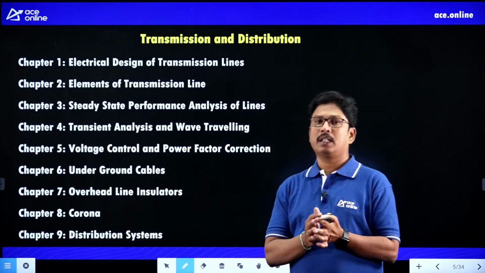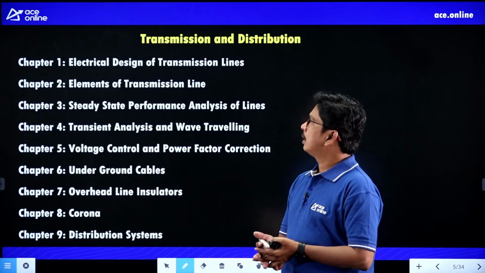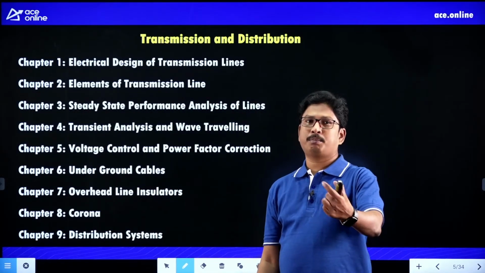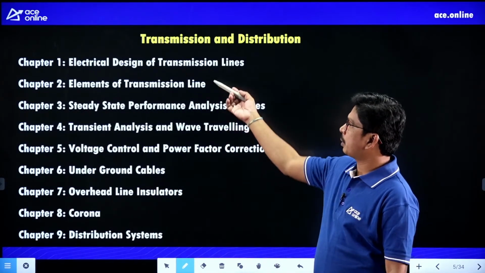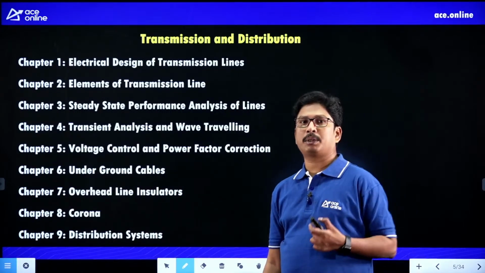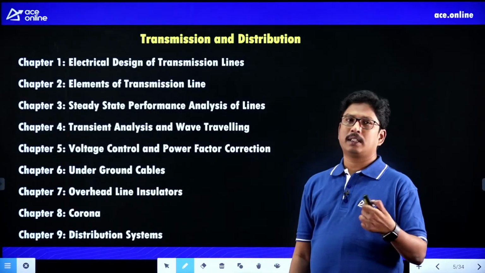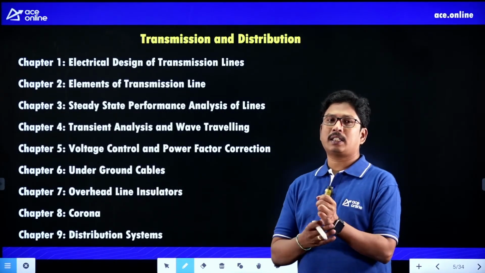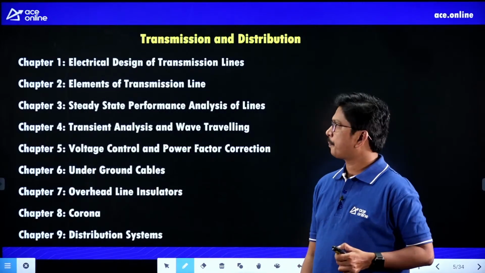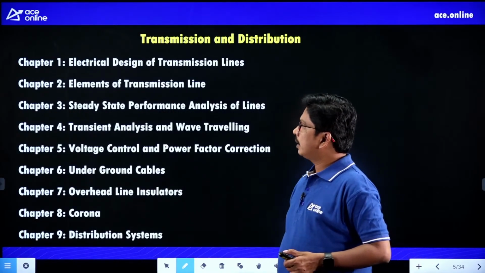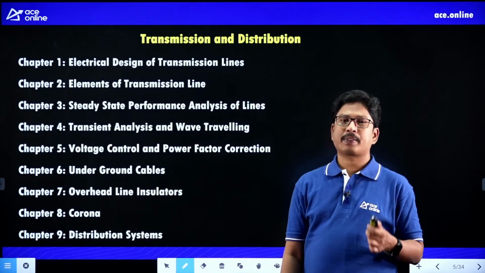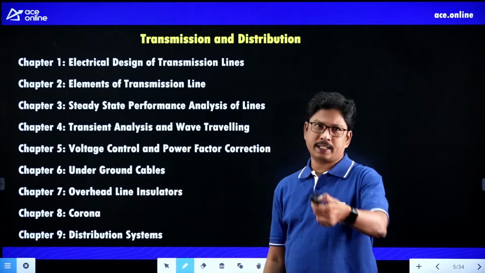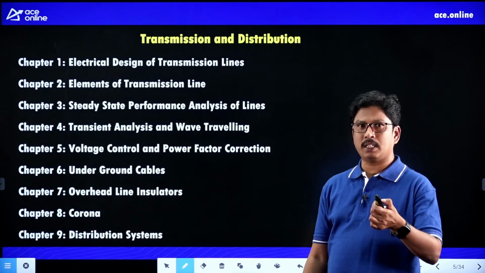So what we have to cover in the transmission and distribution part. First of all, in the first part we have to see the basics of power transmission. In that we are going to see the electrical design of the transmission system. There we have to see the insulation design as well as the conductor system design, and along with that the classification of conductors. And later on we have to see the elements of the transmission line: resistance calculation, inductance calculation and capacitance calculation of the transmission line.